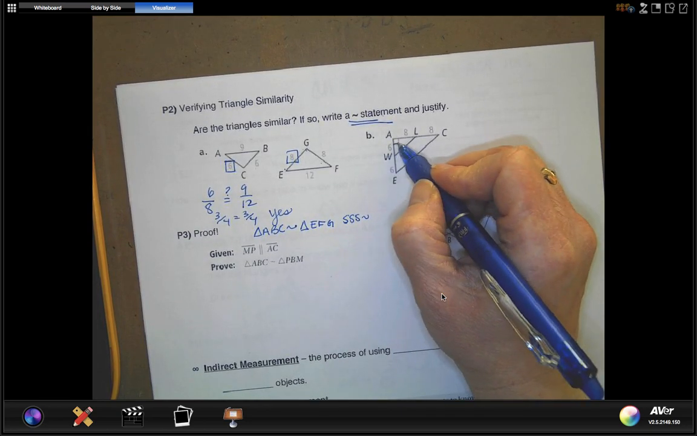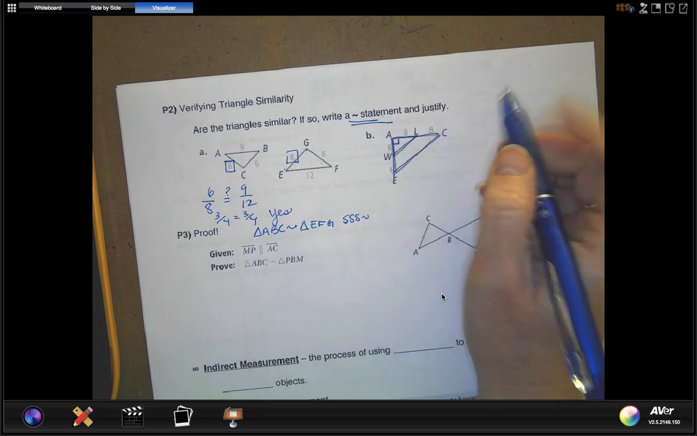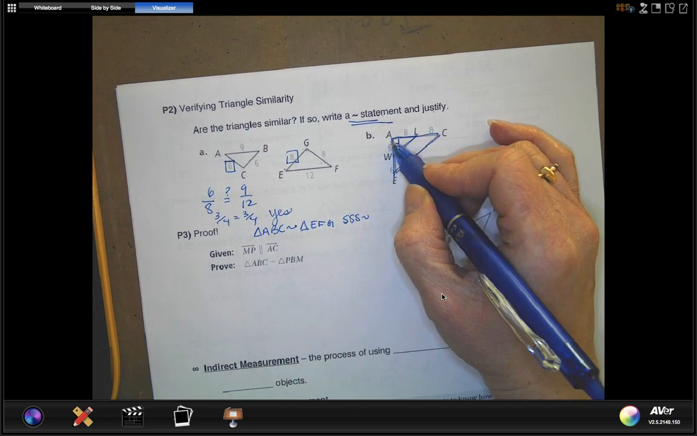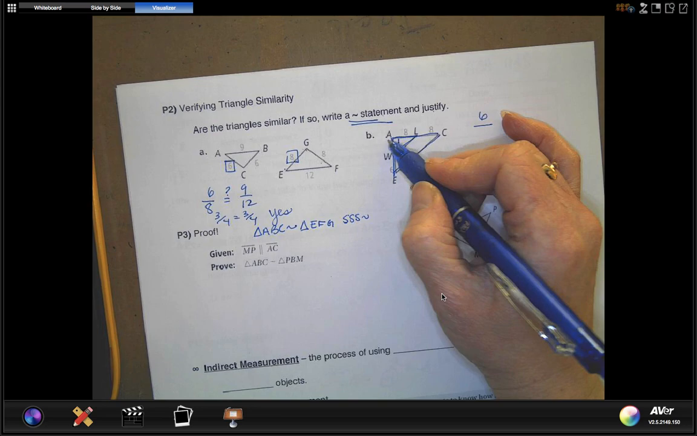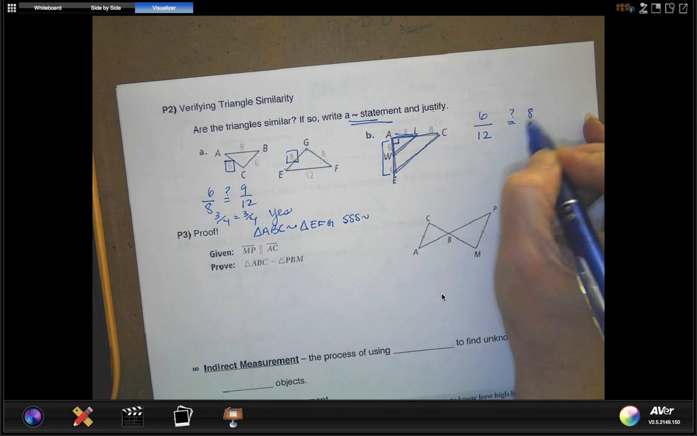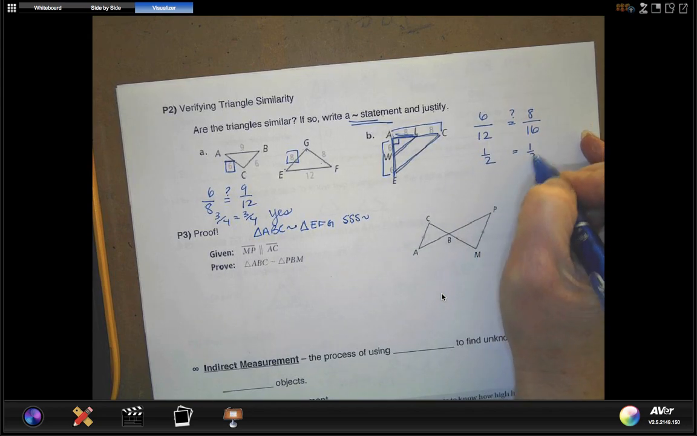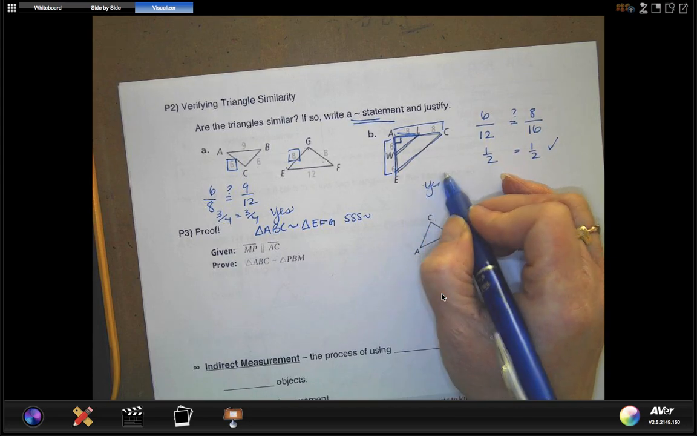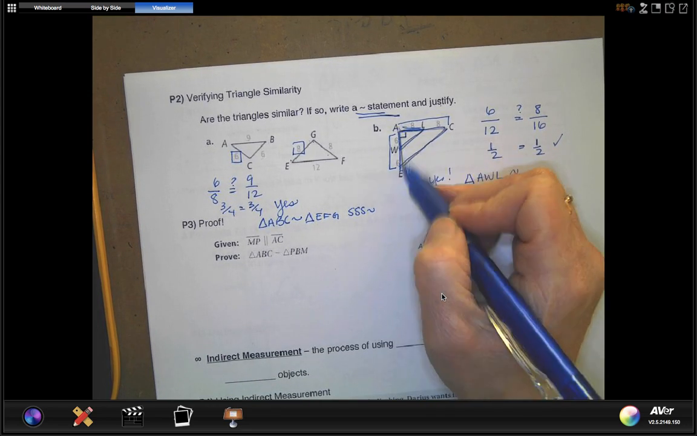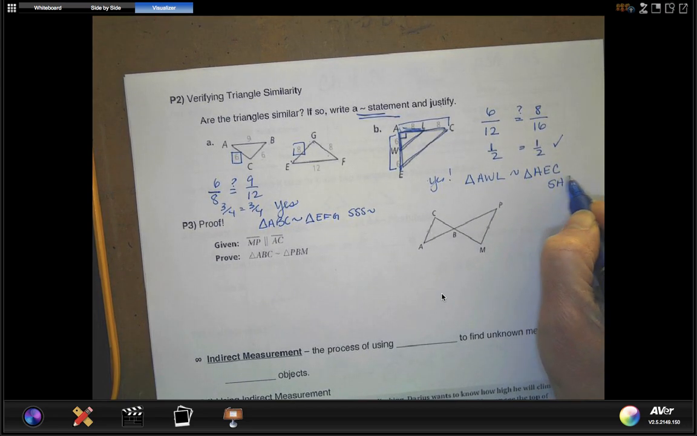On this one, I have two triangles. I have this small one right here, and then I have the big one. They share that angle right there. So I'm going to check to see if side-angle-side similarity works. So in my small triangle, I would have 6, which would line up with 12 in the bigger triangle. And then I have 8, which would line up with 16. This ends up being 1/2. This ends up being 1/2. So yes. So I have triangle AWL is similar to triangle AEC. And the reason for this one is side-angle-side similarity.